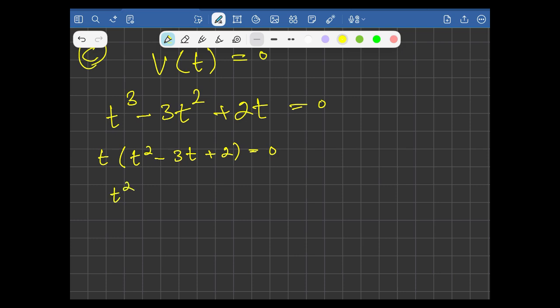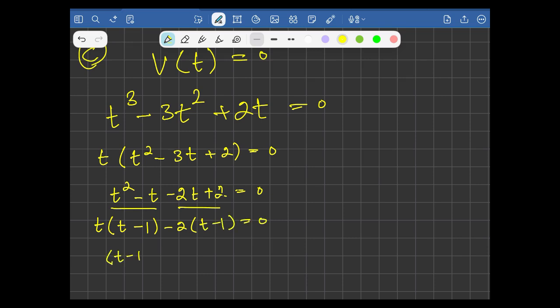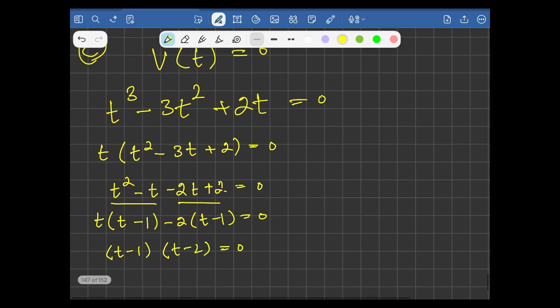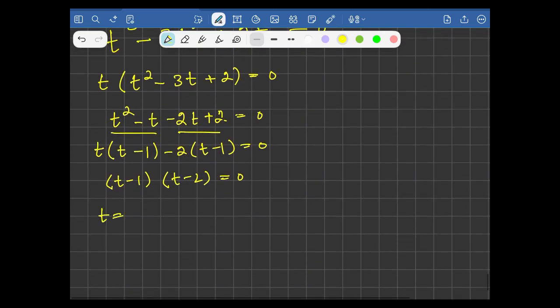Then t square minus 3t plus 2 can be split as t square minus t minus 2t plus 2 equals 0. Taking t common from the first pair, t into t minus 1, and minus 2 into t minus 1, everything goes to 0. So t minus 1 into t minus 2 equals 0. So either t equals 1 or t equals 2. So there are two values of the time.